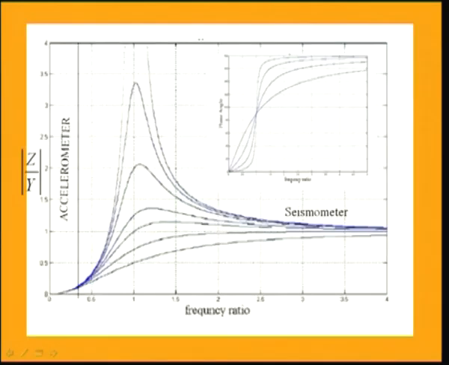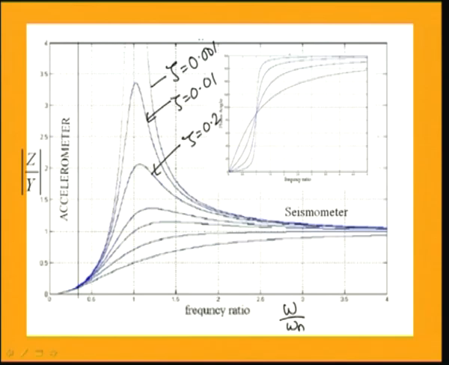So, this is the plot between z by y and omega by omega n. You can see that this is similar to the case you have studied in rotating unbalance, and also in whirling of shaft. In those cases the curves are similar. In this case it is plotted for different values of zeta. This is for zeta very small, 0.01, and this is zeta equal to 0.2.